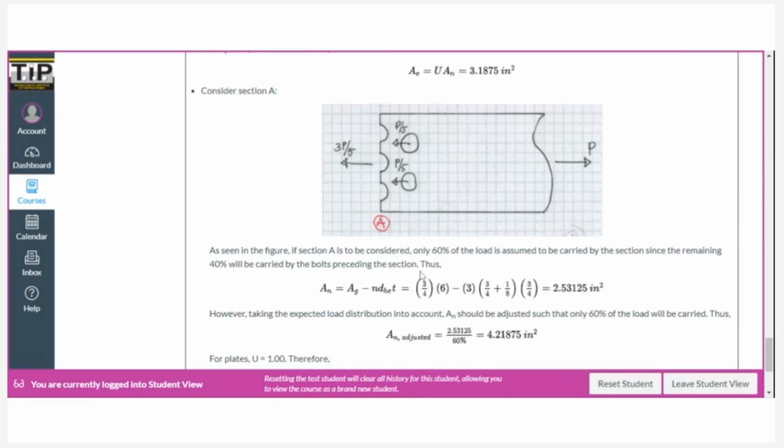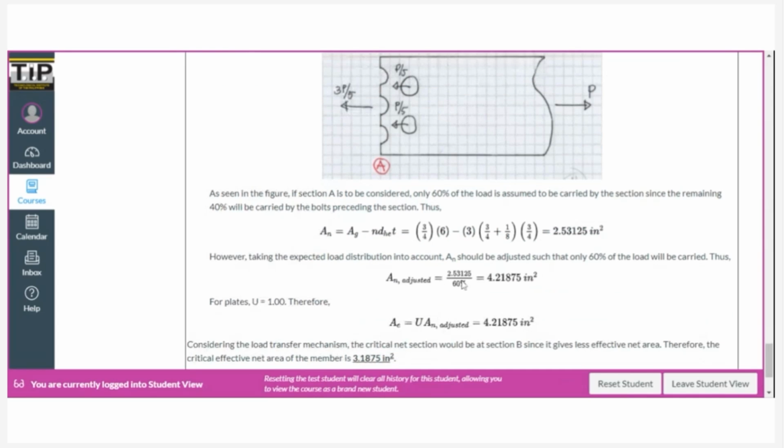So the net area that you calculate from the formula, you just divide it by 60% or 0.6 because it only carries 60% of the load. So we now adjust the net area such that we consider it to be 100%. It's pretty much a play on ratio and proportion. If more load is to be carried, there should be more area. So the adjusted net area is the net area that you determine from the formula here, divided by the percent of the load.